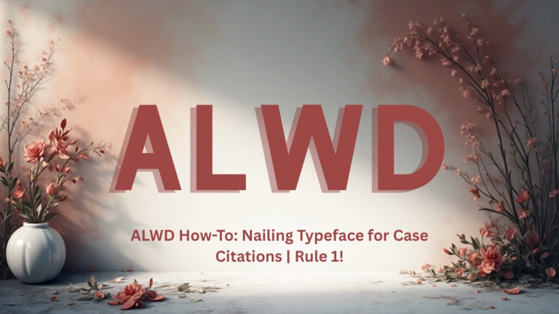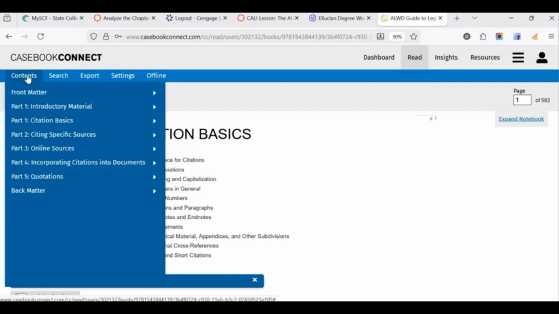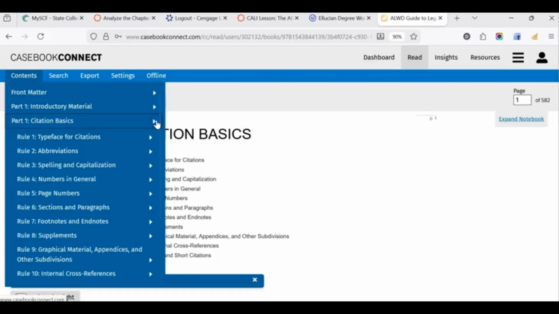This video concerns Rule 1 of ALWD, and the lecturer will go through Rule 1, 1.2, and 1.3. She also includes some interesting tidbits of good information on using other sources to help with their citation and save time. She goes into also a little bit of some of the charts, particularly chart 1.1. Getting to Rule 1, the contents and citation basics, and Rule 1, typeface for citations.